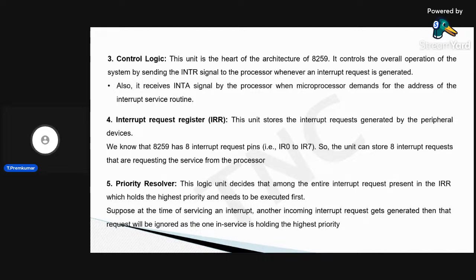Suppose at the time of servicing an interrupt, another interrupt request gets generated, then that request will be ignored as one is already in service. That is, when one particular interrupt is being handled by the processor, if any interrupt comes in between, it will not respond to that. First it will execute whatever is in service, and then it will go to the highest priority in the IRR.